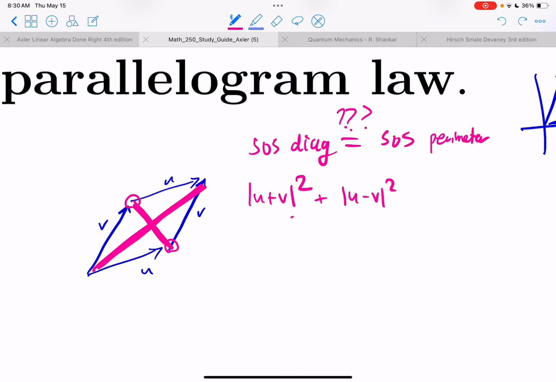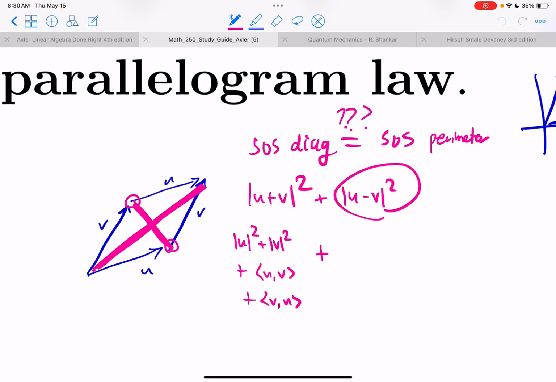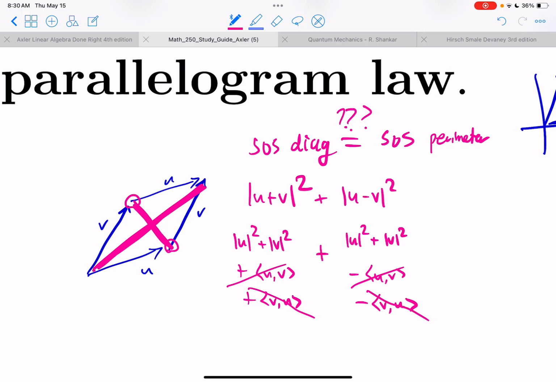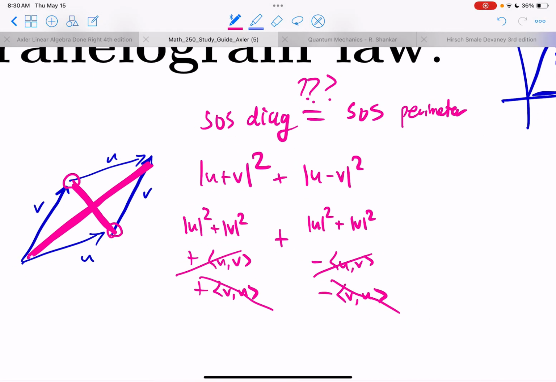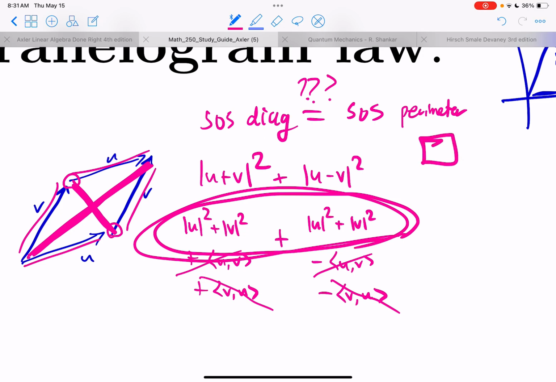Well, let's just compute. Remember, the norm of u plus v squared, we've done this a lot now, is norm u squared plus norm v squared plus uv plus vu. I hope you're okay with that. I skipped a little bit of a step right here, but then I need to add to it. Now what's this squared? It's going to be norm u squared plus norm v squared minus uv minus vu, the cross terms. And that will cancel that, and that will cancel that. And what do we have? The sum of the squares of the perimeter: u squared plus v squared plus u squared plus v squared. That's what we have. So we proved it.